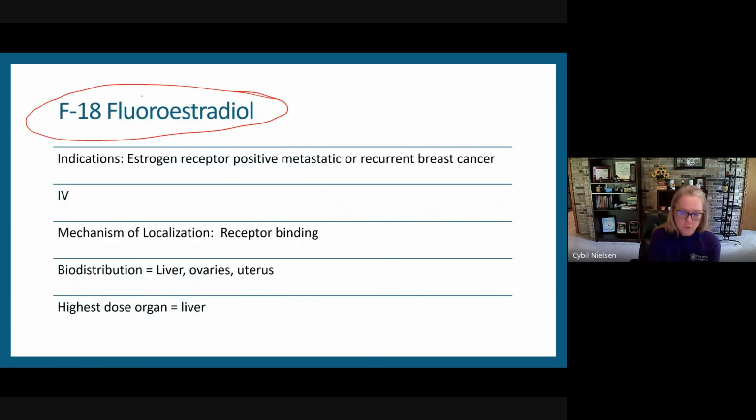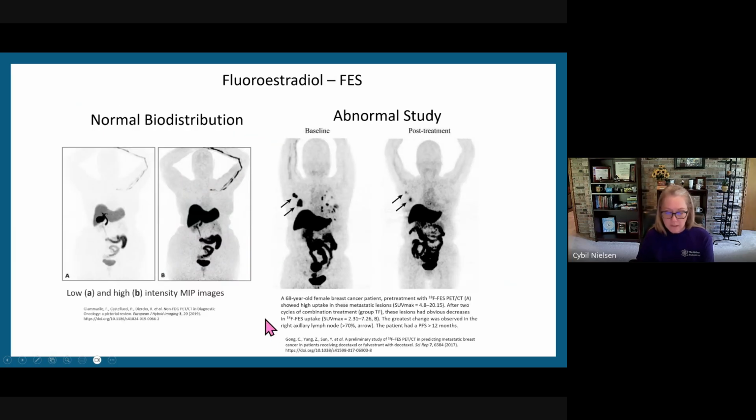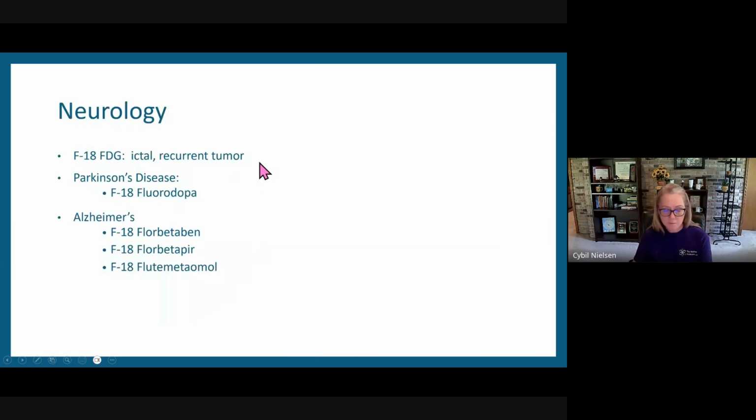All right, fluoroestradiol. This is the exciting one because this one is for breast cancer. Estrogen receptor positive, so it's going to the estrogen receptors at receptor binding. Uptake 60 minutes. Prep, make sure they're not taking any estrogen blockers. So unique characteristics here. No brain, hot liver. And you usually see a hot vein. Okay, so that is what distinguishes it from the others.